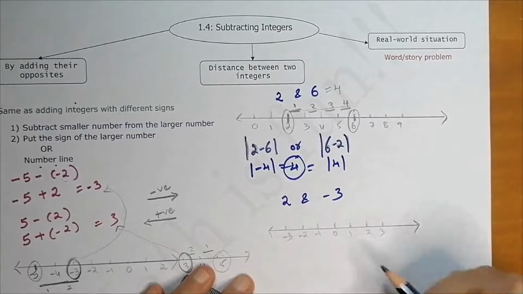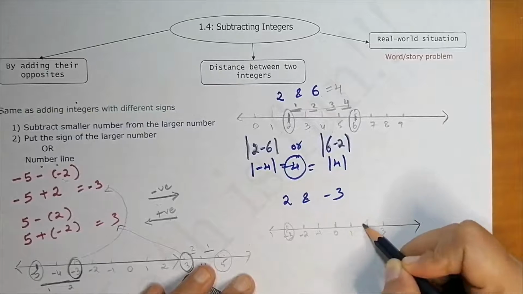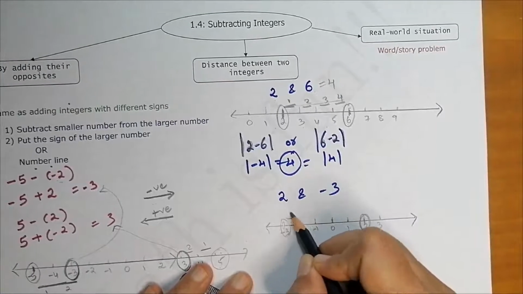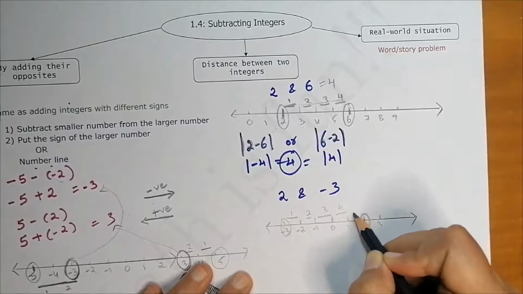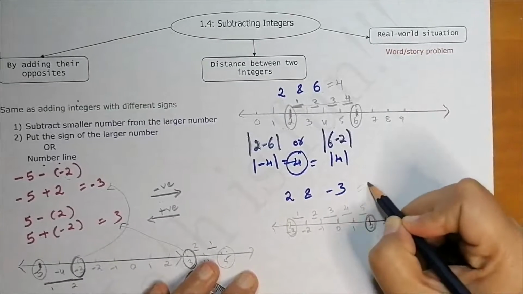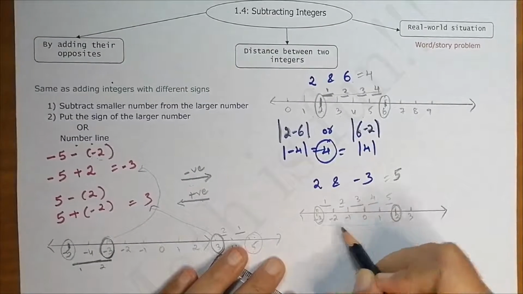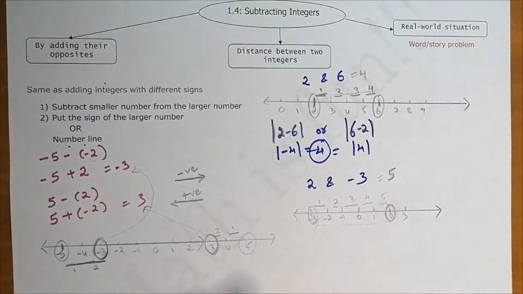Okay, so the distance between minus 3, this number, and 2, this number. If you start counting 1, 2, 3, 4, and 5. So it's basically 5, right? The distance is 5. Even if you had come this way, the distance would still be 5. So this is how it's done on a number line.